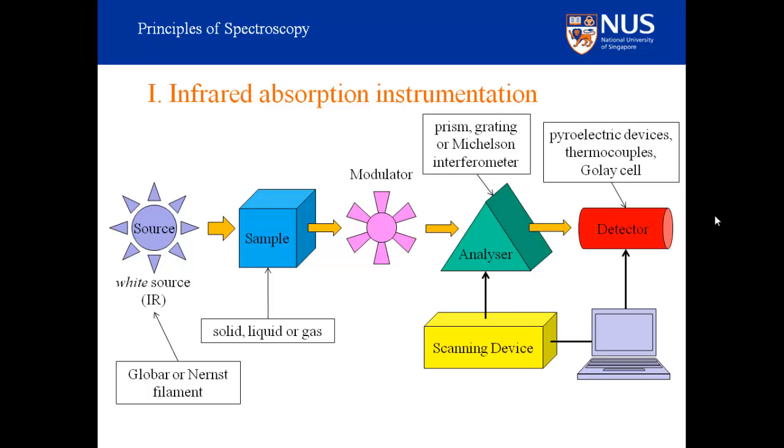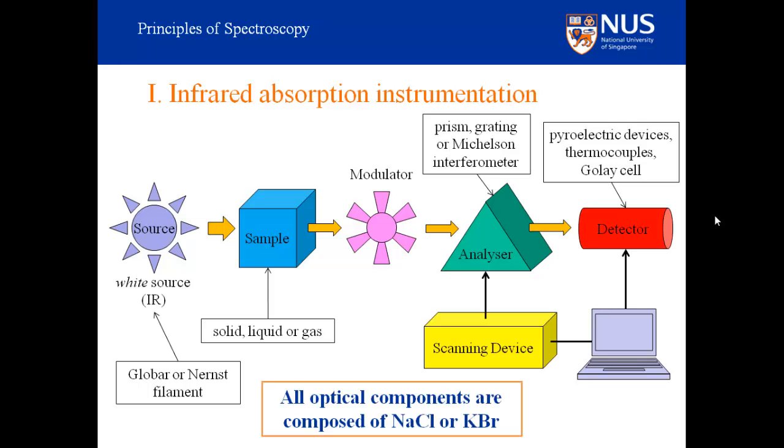Therefore, we cannot use glass optics. We have to use something that is transparent to infrared radiation. So we generally use sodium chloride or potassium bromide. Most commonly, we use sodium chloride because it is cheaper. Potassium bromide is a lot more expensive. Why then would we ever use potassium bromide? Well, potassium bromide is transparent to a wider range of wavelengths. So if you need to have a look at a wider range of infrared wavelengths, you'd have to pay more money and use potassium bromide optics.